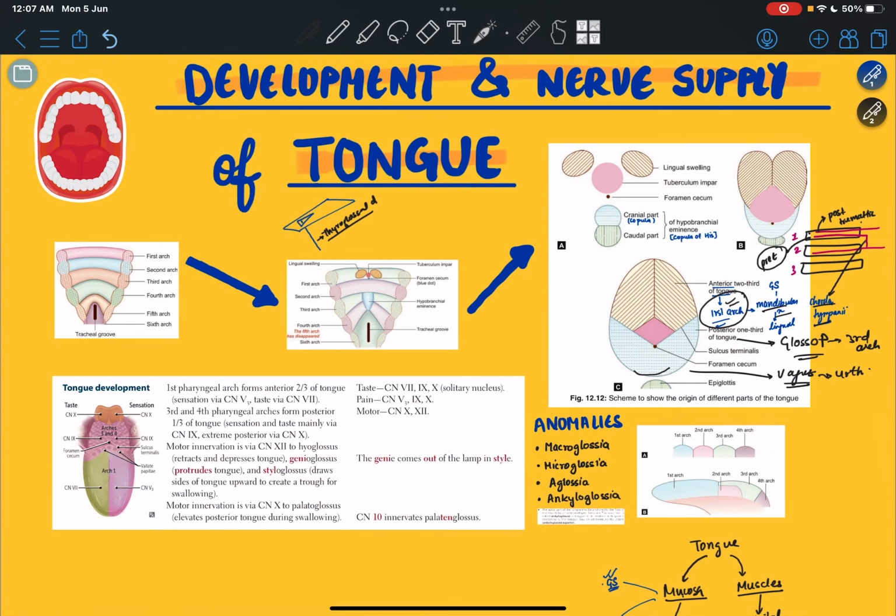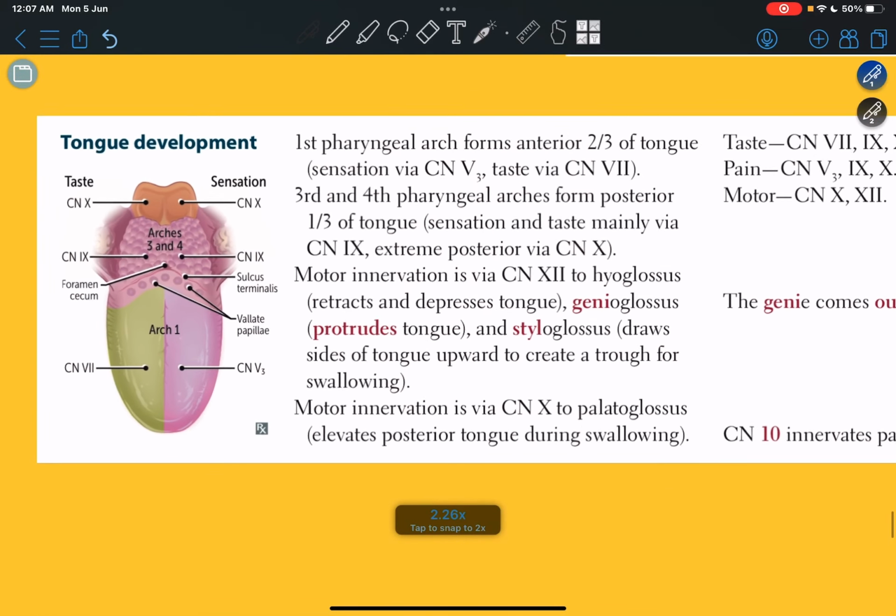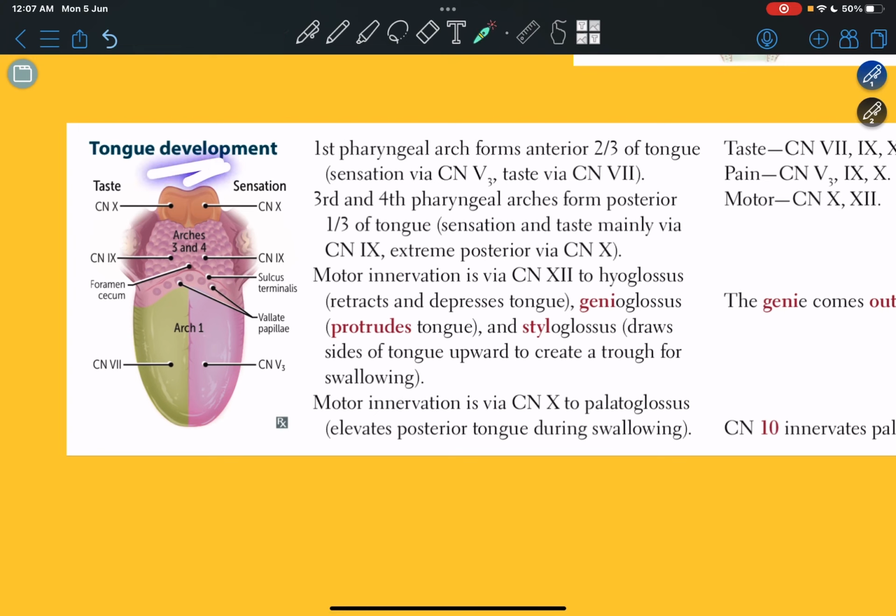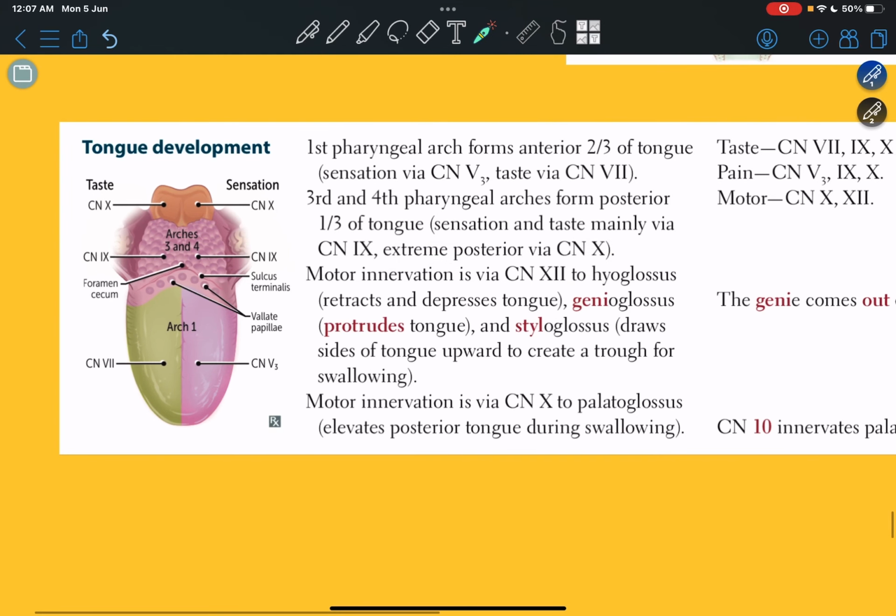Now quickly going to go through what is given in First Aid. So here we have tongue development. First pharyngeal arch forms the anterior 2/3. Sensation via the mandibular nerve. C and 5 means trigeminal, 3 means the third branch, which is the mandibular nerve, and the taste sensations via the chorda tympani of the facial nerve, which is cranial 7. Third and fourth pharyngeal arches form the posterior 1/3 of the tongue. Sensation and taste both mainly via glossopharyngeal nerve, 9th cranial nerve, the extreme posterior via the vagus nerve or the 10th cranial nerve. So you can see it here again.